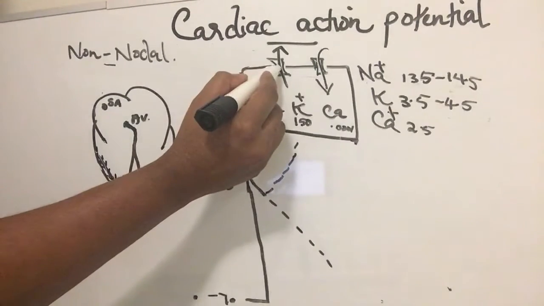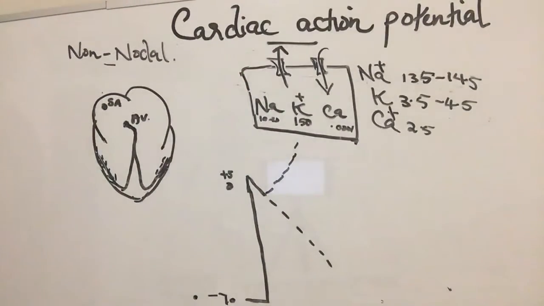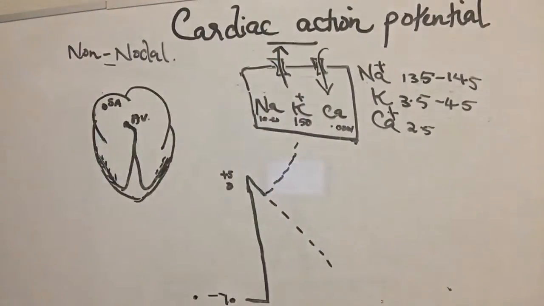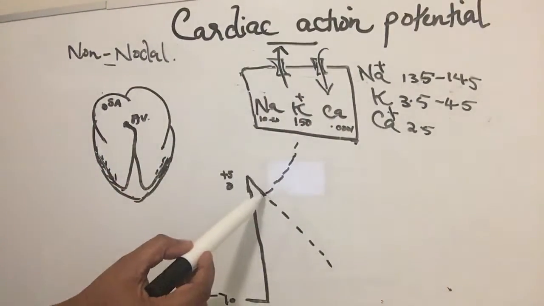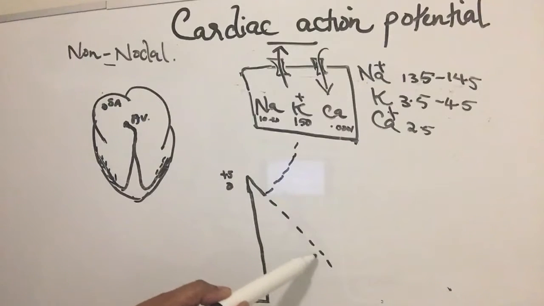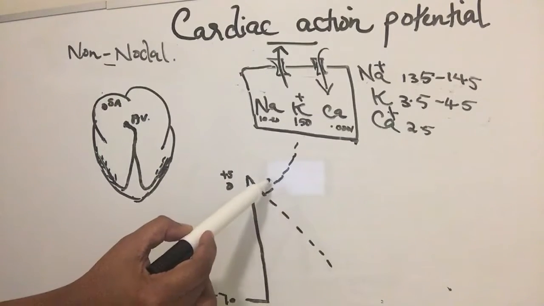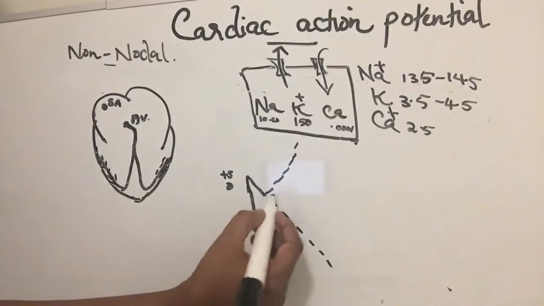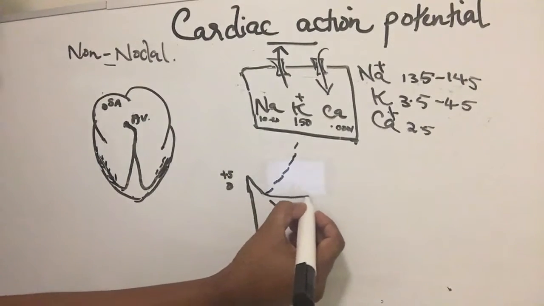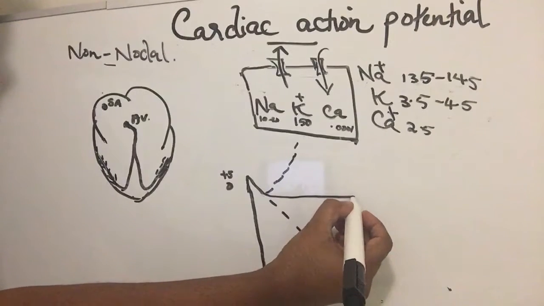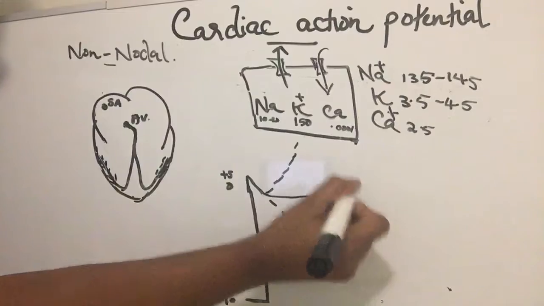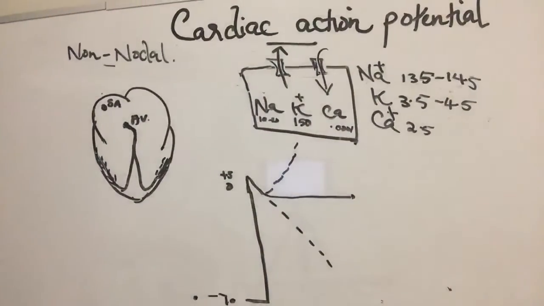And the potassium gate is still open, and the calcium is still coming into the cell. So potassium is getting out from the cell, making the cell negative. Calcium is coming into the cell, making the cell positive. So we get an average like this. And once it reaches its threshold, the calcium gate closes.